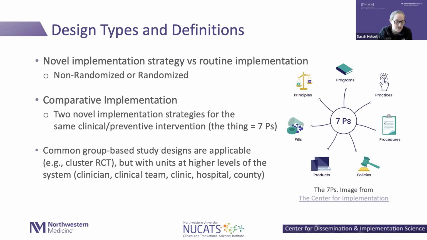Common group-based designs are typically, you'll hear about cluster RCTs, where the units, like Nanette mentioned, are at the higher levels. So instead of thinking about randomizing at the patient level, we're randomizing at the clinic level or the hospital level or the hospital cluster level. So if it's a system that has lots of different hospitals, or sometimes even at the county level, if we're talking about public health.